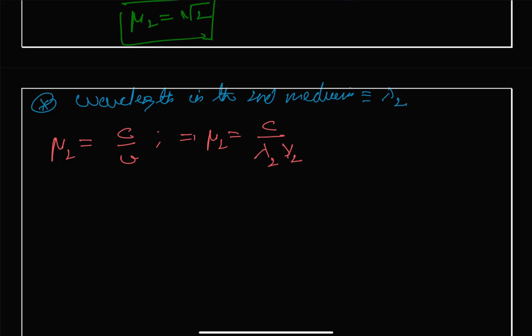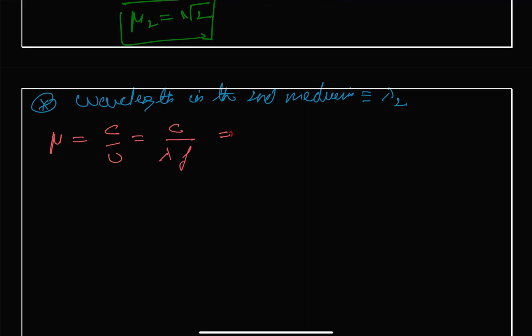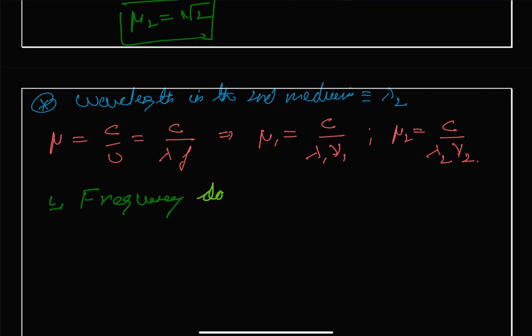Let me write the general formula, then we can divide into two parts. So we can write that mu is equal to c upon v, which comes as c upon lambda multiplied by frequency. Therefore mu 1 will be equal to c upon lambda 1 nu 1, and mu 2 will be equal to c upon lambda 2 nu 2. And the frequency does not change whenever the wave passes from one medium to another medium. So we can say our nu 1 is equal to nu 2.